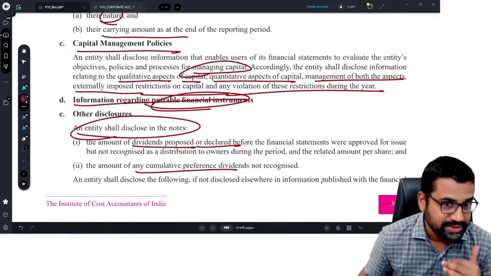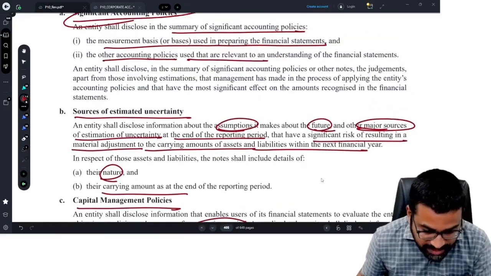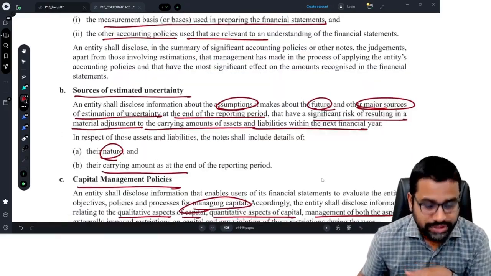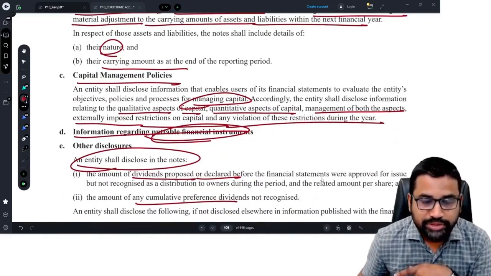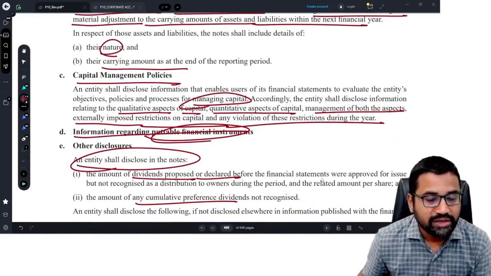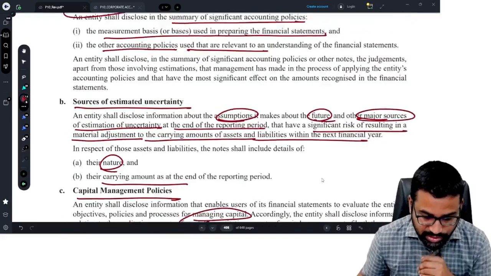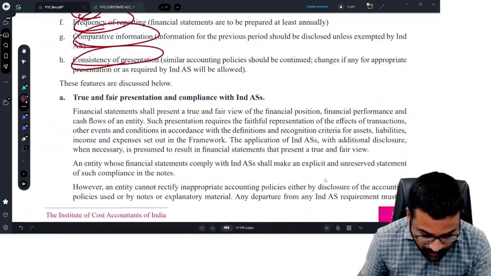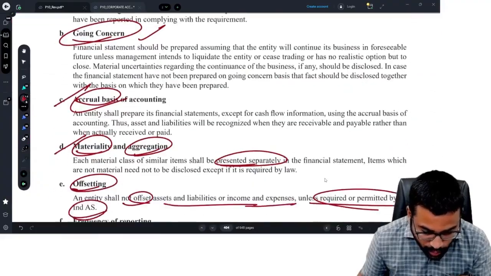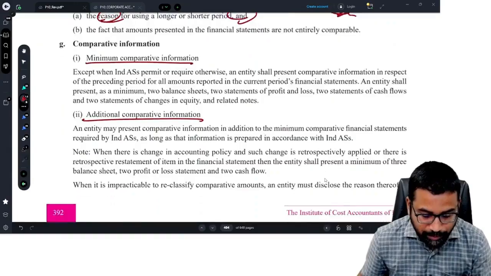So suppose there is a question from Ind AS 1, explain the disclosure requirements, you just write these headings. Significant accounting policies should be disclosed, sources of estimation uncertainty you should disclose, capital management policies, information regarding financial instruments, and other disclosures. So remember 5 headings. And also features of financial statements, you remember the headings: true and fair view, going concern, accrual, materiality, offsetting, frequency of reporting, comparative information.